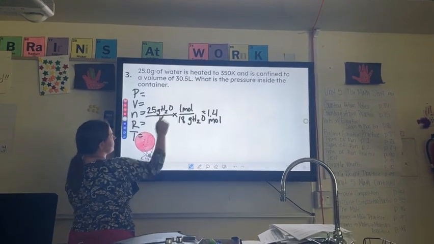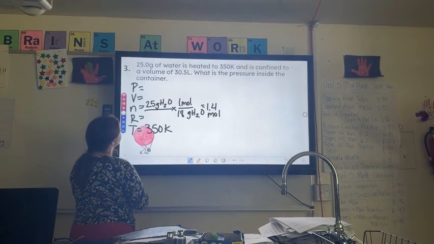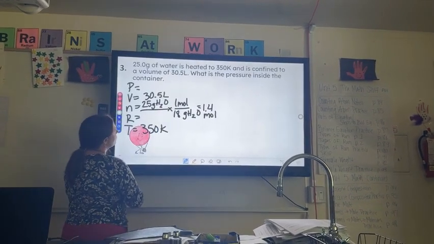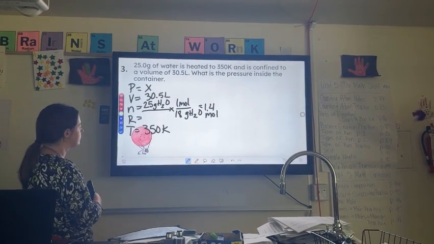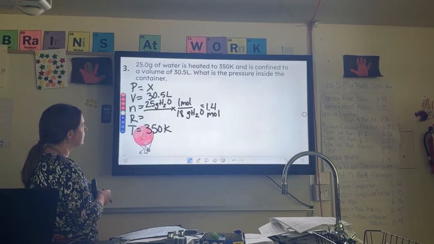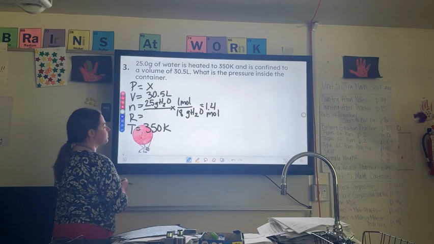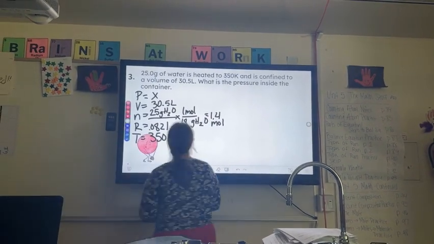It's heated to 350 degrees Kelvin, and it's confined to a volume of 30.5 liters. What is the pressure, our X, inside the container, okay? It does not say, so we're going to go ahead and just use ATM, and our R is 0.0821, and then we can plug it in to solve.